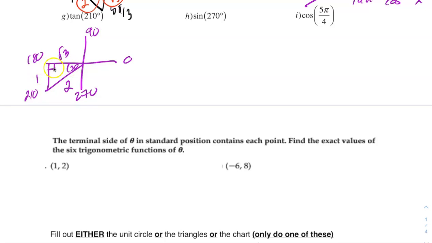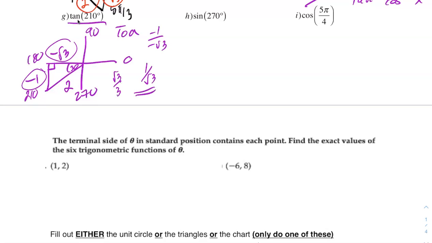So, what's my negative? Well, you went to the left, so this is negative. And you went down, so the 1's negative. Hypotenuse is always positive. It's always, always, always positive. So what do I need next? Tan. TOA. Opposite over adjacent. Negative 1 over negative rad 3. Or 1 over rad 3. Or if you want, rad 3 over 3. If you want to rationalize it and be a hero. There you go.